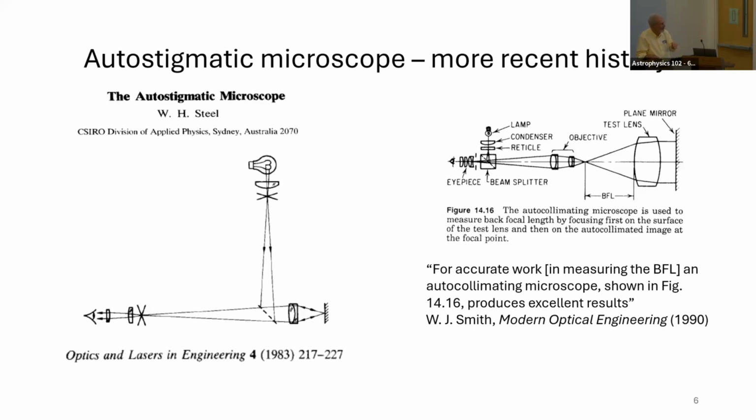On the other hand, Warren Smith's book is the most useful single reference. You guys talk about being physicists, not optical engineers. If you want to know practical optical engineering, I would say this is the best single reference. There are much newer editions, but Warren Smith's book is great at covering optical engineering in general. In any case, he says this autostigmatic microscope is good for finding back focal lengths of imaging lenses.